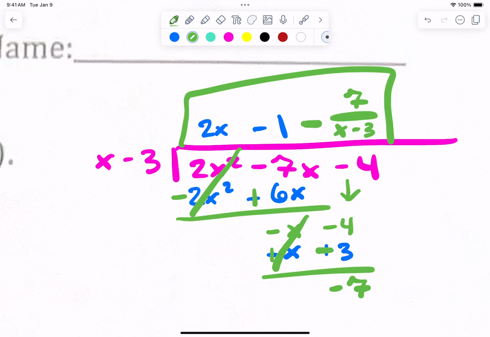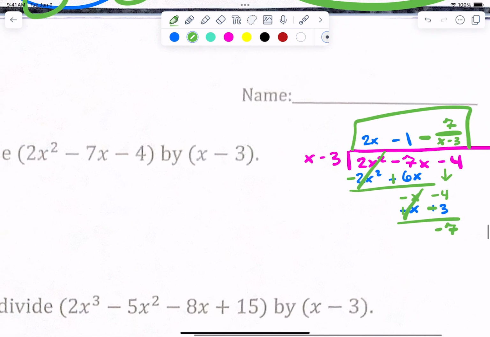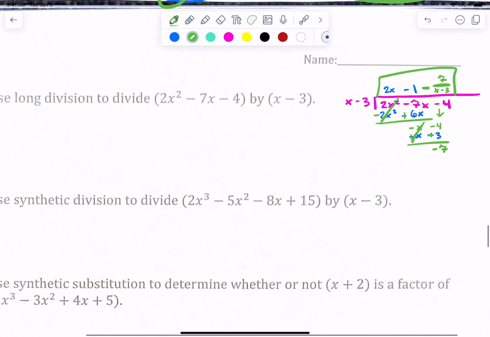Now, what's something I could do to see if that is correct? Plug in 3. I'm dividing by x minus 3. If I plug 3 into here, what should I get? -7, right? Okay, that's how I can check my answer. I would really do that. It's not going to take too much time, right? If you plug 3 in, that's what you should get. Got it? Okay, that's my answer.